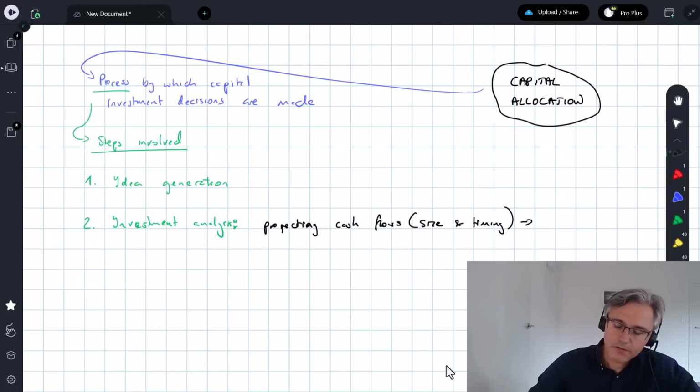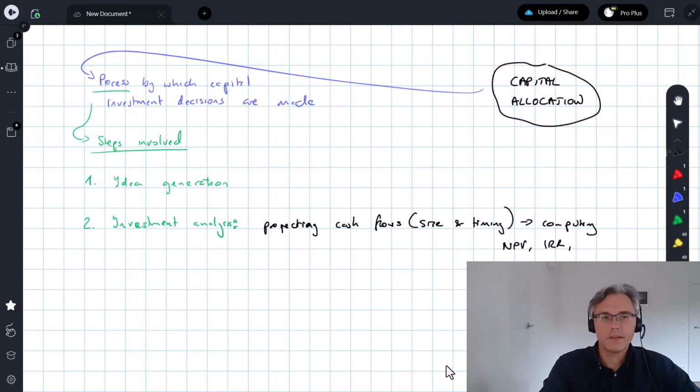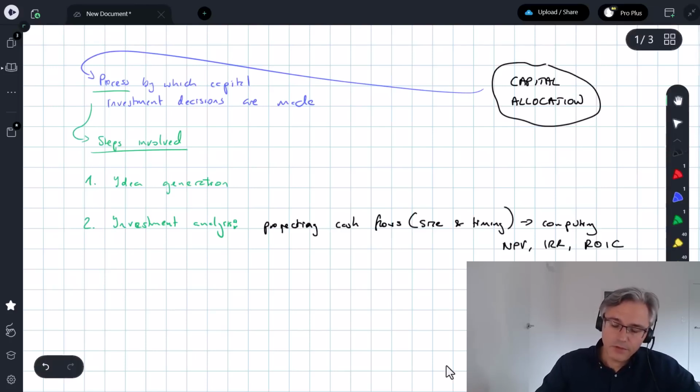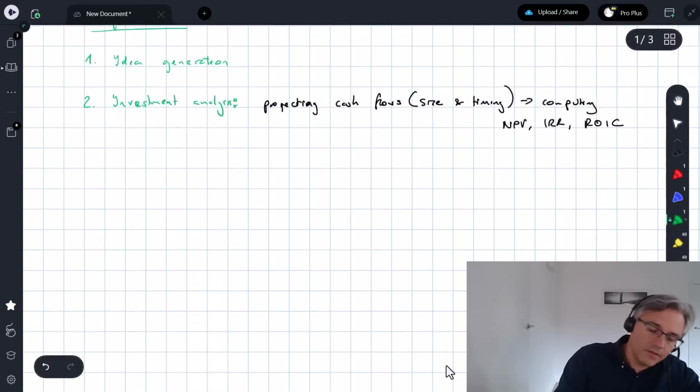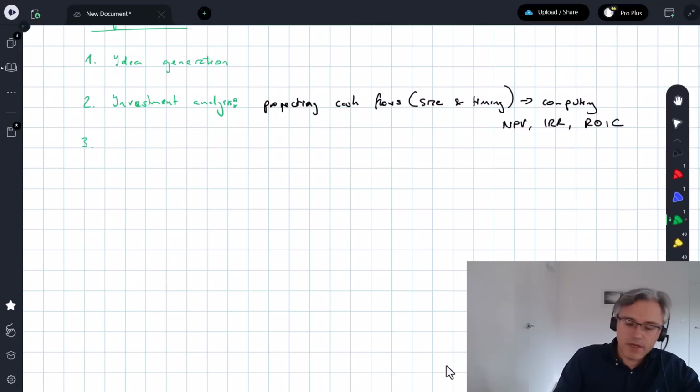And then, of course, on the basis of that, we will be computing things like NPV, IRR. That's what we did in the previous video, and that's what we'll theoretically discuss now. But also, your book talks about the return on investment capital, which is a measure I'll be exploring with you in the next video. Now, step number 3 is planning.